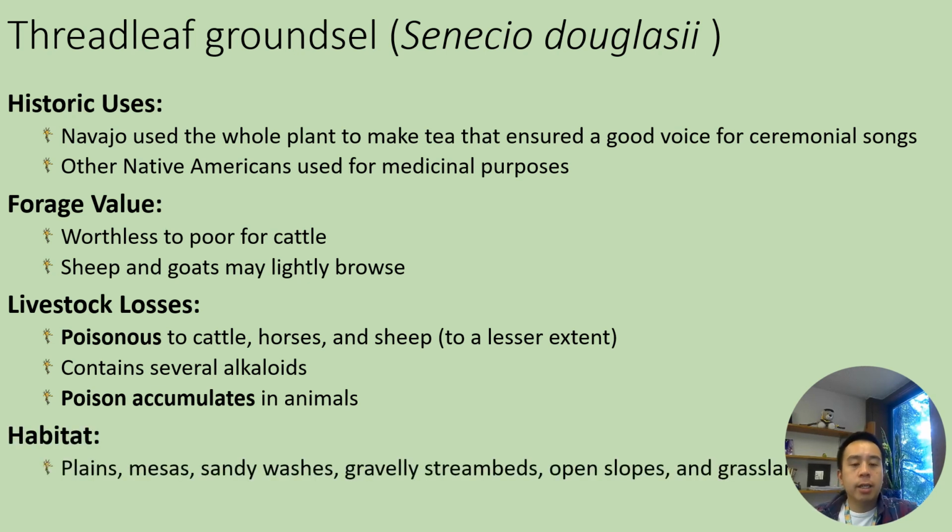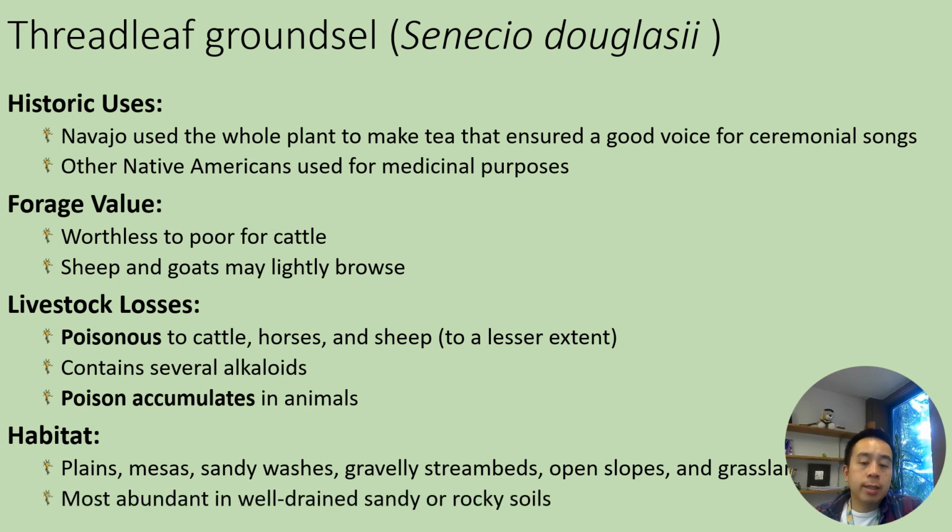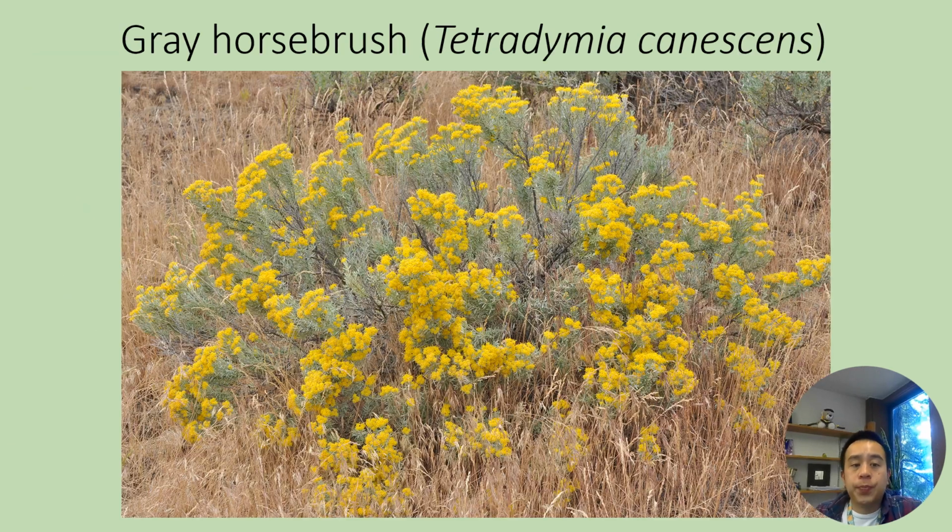In terms of habitat, it occurs in plains, mesas, sandy washes, gravelly streambeds, open slopes, and grasslands. So really open, disturbed habitats, and is most abundant in well-drained sandy or rocky soils.